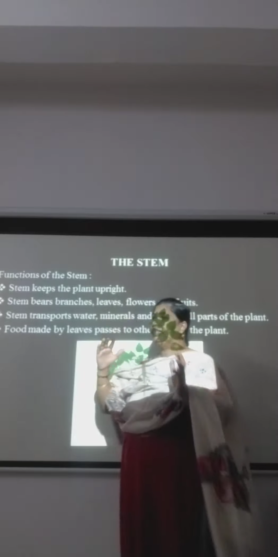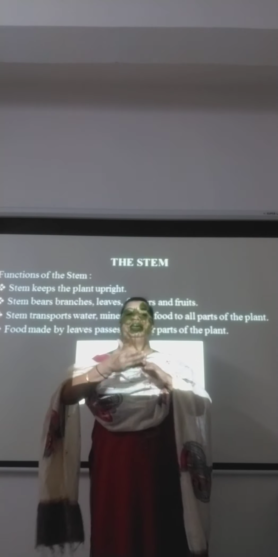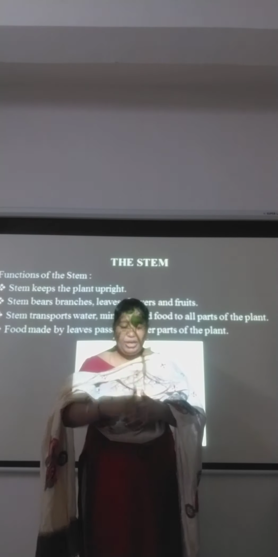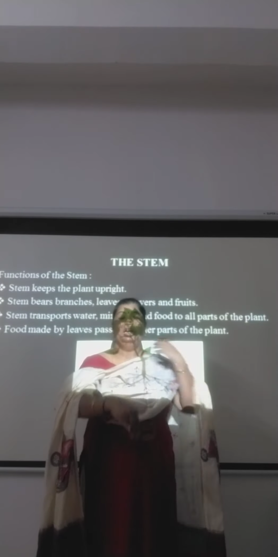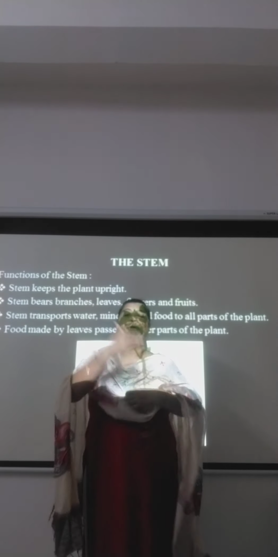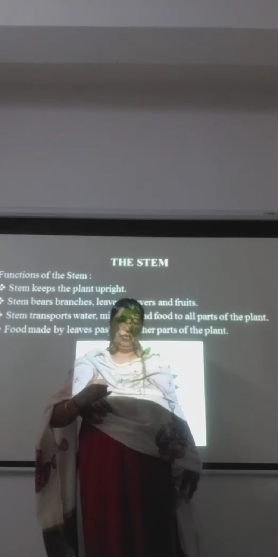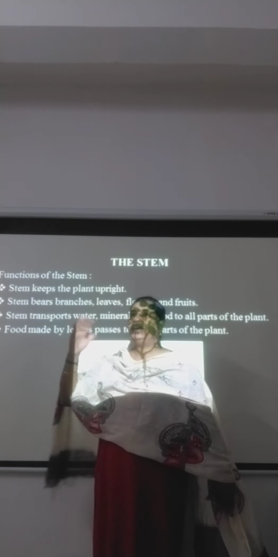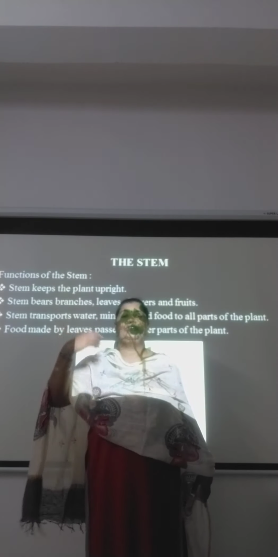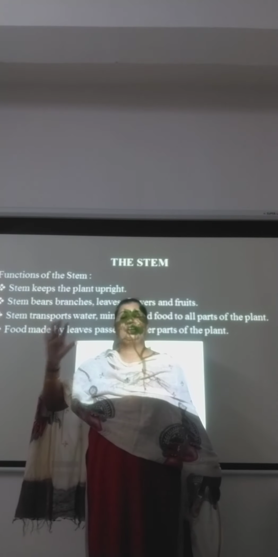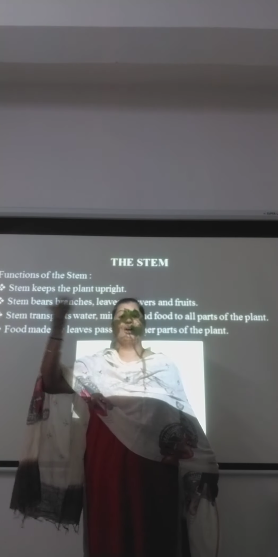Now, the stem is nothing but the part which you can see above the ground. Below the ground is the root. The part of the plant which is above the ground is the stem. Now these stems contain the leaves, flowers, fruits, and branches, all coming from the ground level.